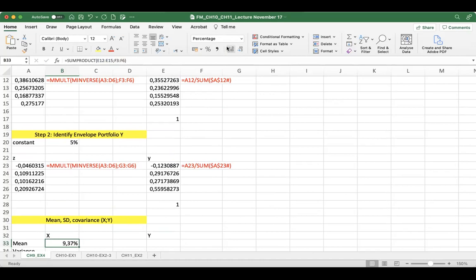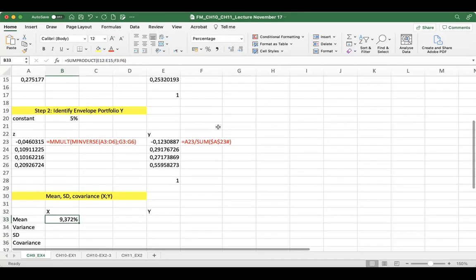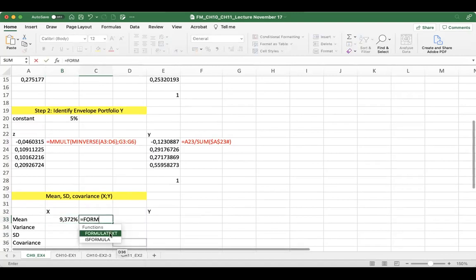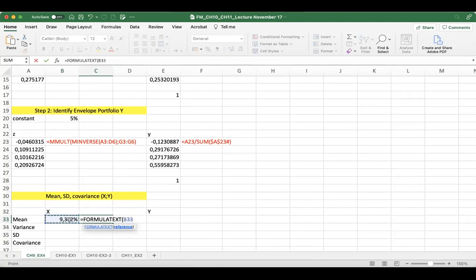So 9.372%. This is the formula text to explain how we got this number.